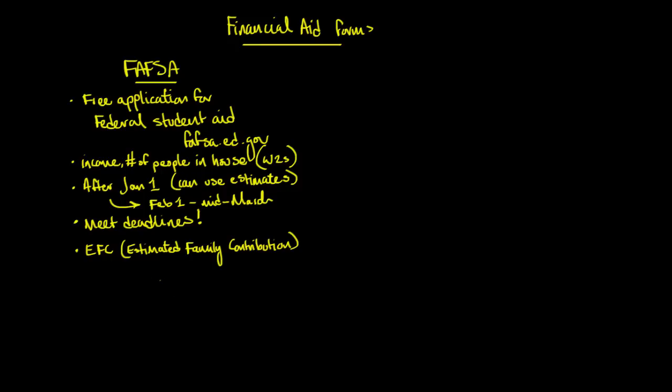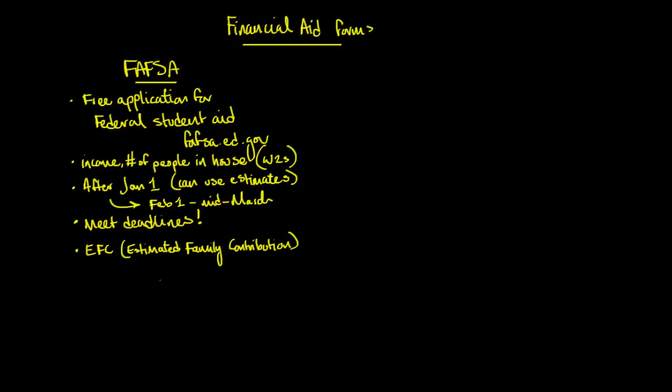So say you crunch those numbers, you turn them in, and it comes back and says your estimated family contribution is $10,000. A financial aid office then will say, well, if we're a school that costs $50,000, the family can pay $10,000, we're going to have to put together a financial aid package for $40,000 for that student to make it possible for them to come.